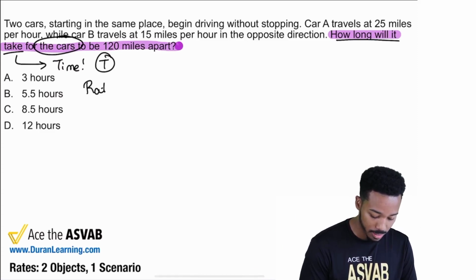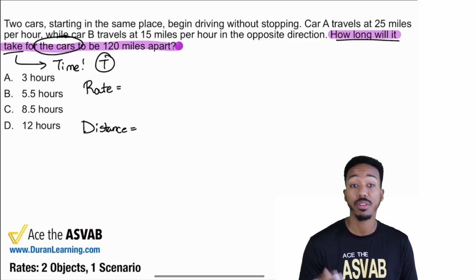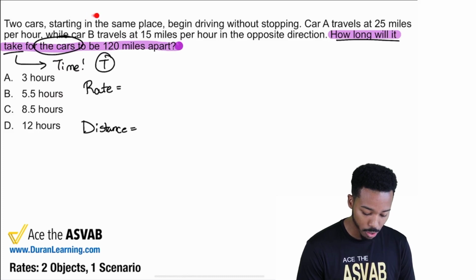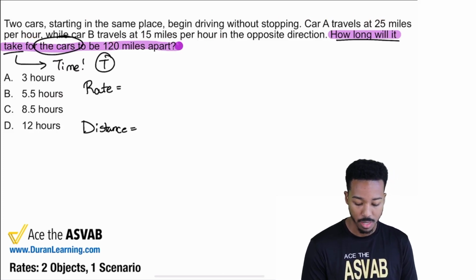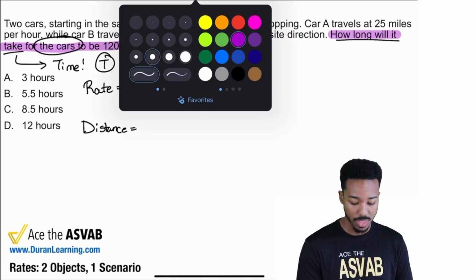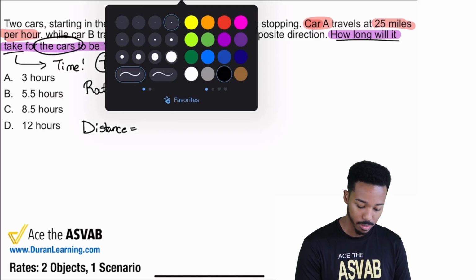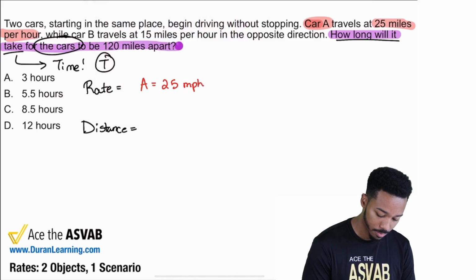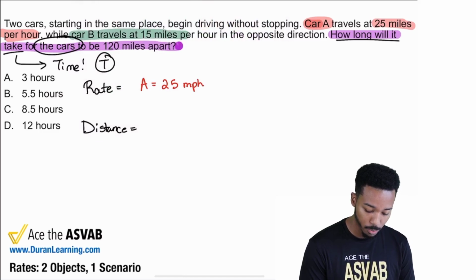Do we have a rate? Do we have a distance? Because if we have these things, we can plug it in and solve. So rate, do we have anything here? Two cars starting in the same place begin driving without stopping. Car A travels 25 miles per hour, while car B travels 15 miles per hour, and they're going in the opposite direction. So right there, first and foremost, car A, 25 miles per hour. Is that a rate? Absolutely. What about car B? Car B, I'll use the green highlight here, travels at 15 miles per hour.